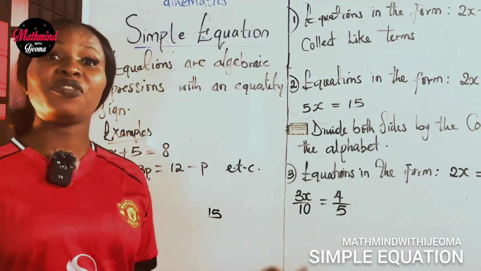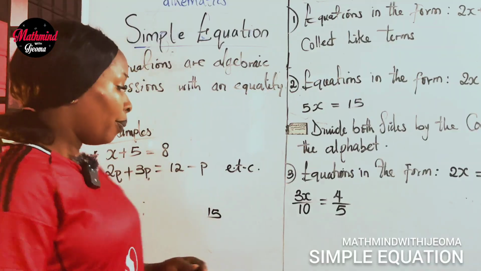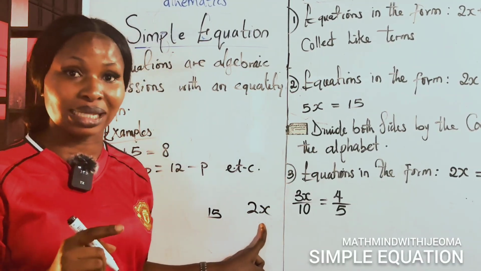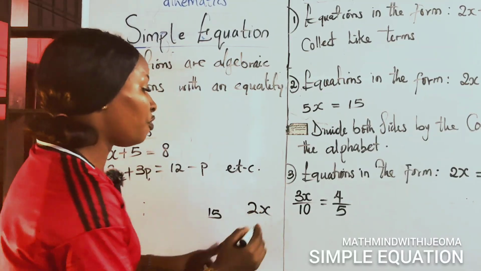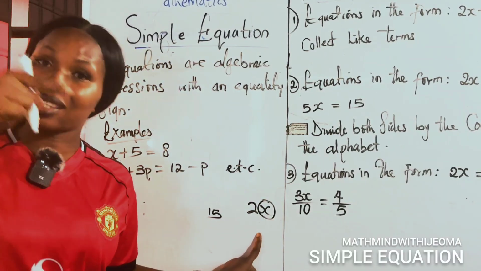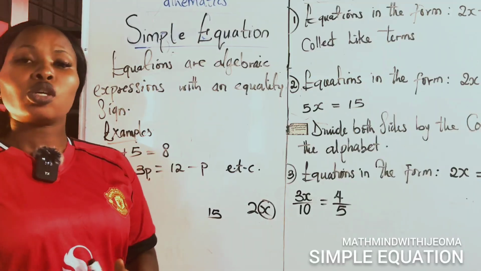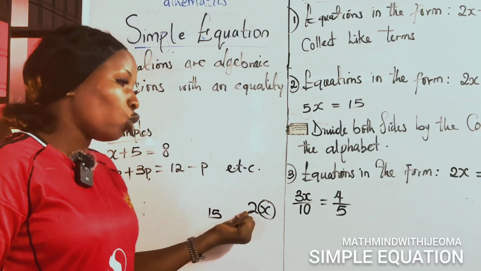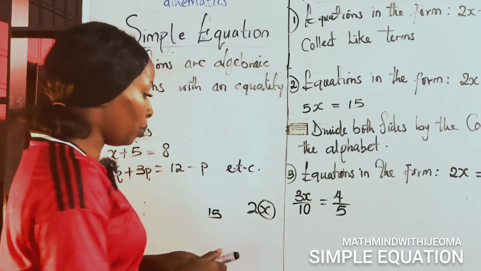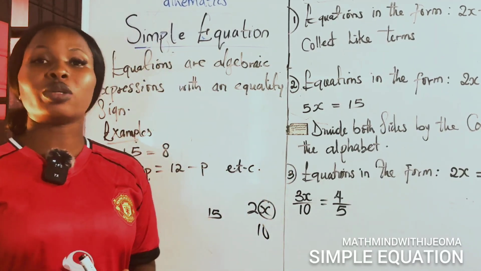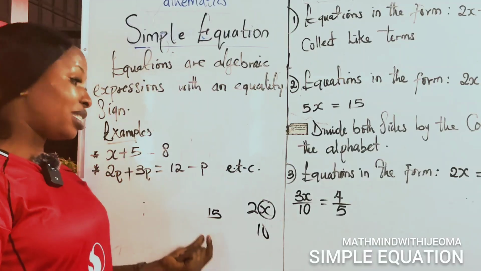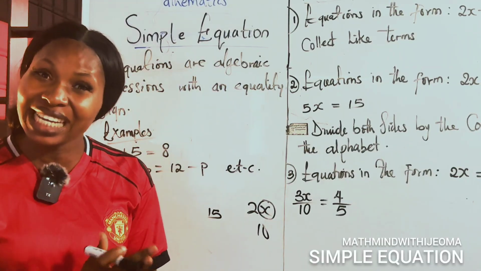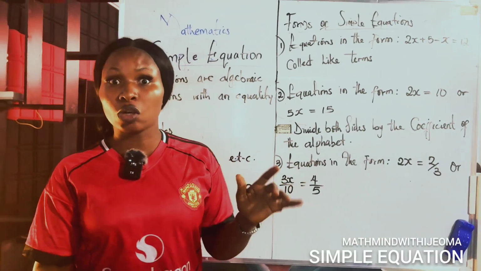Let's have an example. 15 remains 15 no matter what happens. But 2x is not a constant. Why is it not a constant? It is because if you get the value of x, the value of that 2x will change. So let's assume x became 5. What will happen? You will have 2 times 5, which will now give you the value that will be there, 10. So that's why it's not a constant. But if it's just a number, it's a constant because there is nothing that will change its value. Now let's go to next.